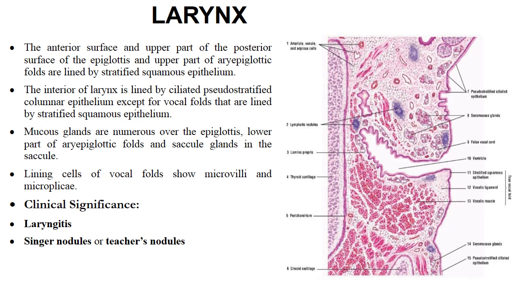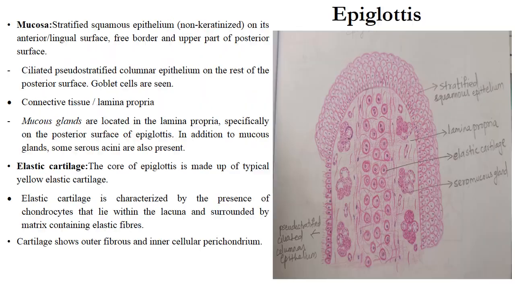And the clinical significance of larynx is, first terminology is laryngitis. It is inflammation of laryngeal mucosa. It can be acute or chronic. And the second term we often hear is the teacher's nodule or singer's nodule. So if there is misuse of vocal cords, it may produce nodules in it at the junction of anterior 1/3 and posterior 2/3 of the vocal cords.